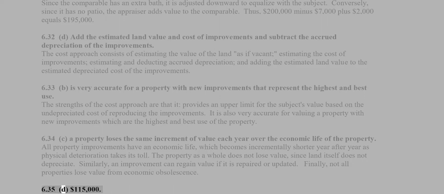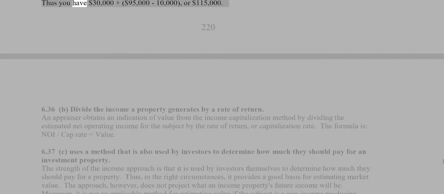6.35 D. $115,000. To appraise value using the cost approach, add the land value to the value of the depreciated improvement. Thus you have $30,000 plus $95,000 minus $10,000, or $115,000.